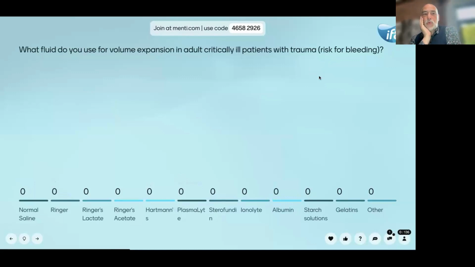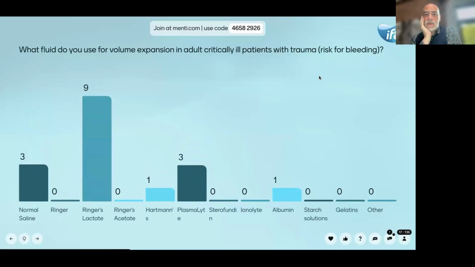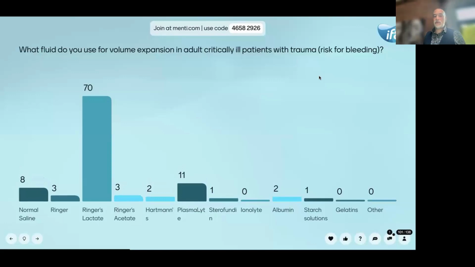Then we have patients with trauma, risk of bleeding. So here some of the balanced solutions may contain calcium, which is something that you may want in patients with bleeding. Okay, so I think except for those with TBI, with traumatic brain injury, for the others, balanced solutions are fine.